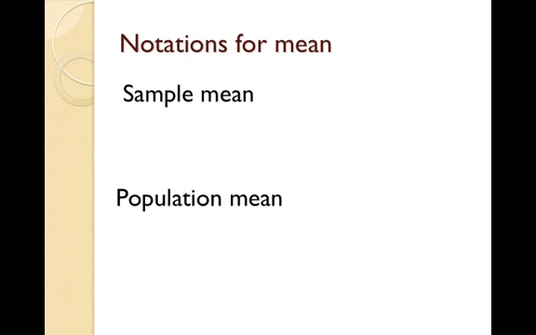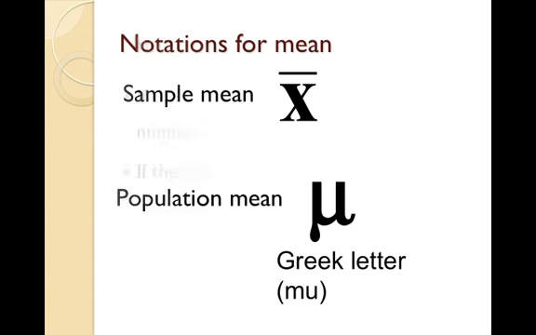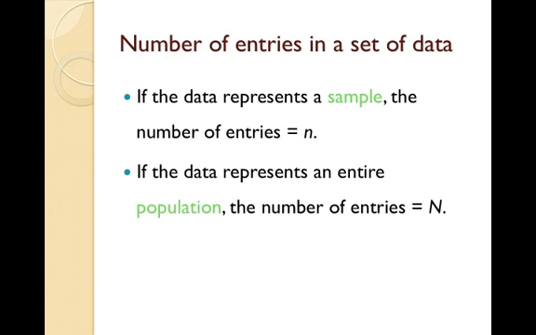So for notations for mean, we've got the sample mean, which is x bar, and then we have the population mean, which is mu, another Greek letter. It looks kind of like a combination of an M and a U, almost like a weird M with a U, and it's called mu. The number of entries in a set of data is represented by n if we're talking about a sample, a subset of a whole population. If it's the actual whole population itself, and you know how many members of the population you have, you use capital N.